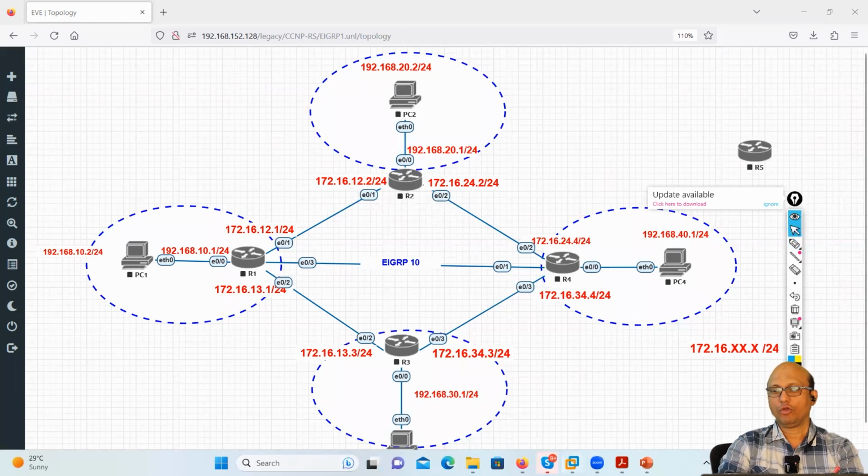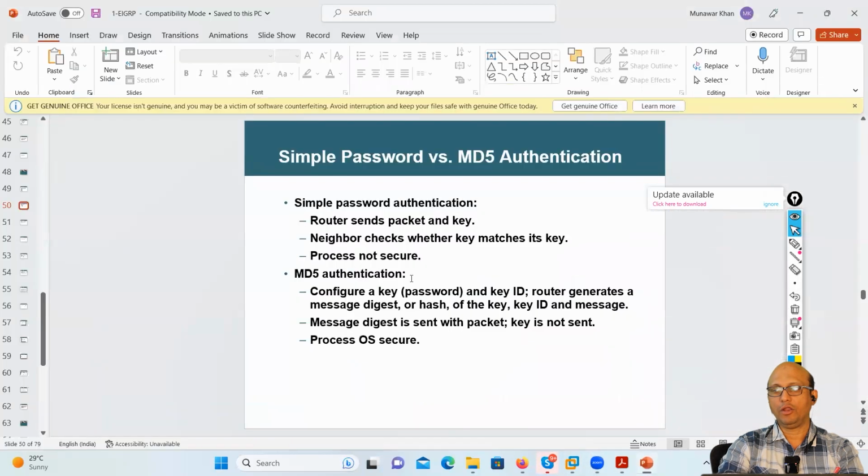Clear, guys? So here in this topology, I will be configuring either the simple method or the message digest method. If I'm doing the simple password method, the router sends the packet and key. The neighbor checks whether the key matches its key, and then the process and connectivity take place. But this process is not secure because the key is going openly.